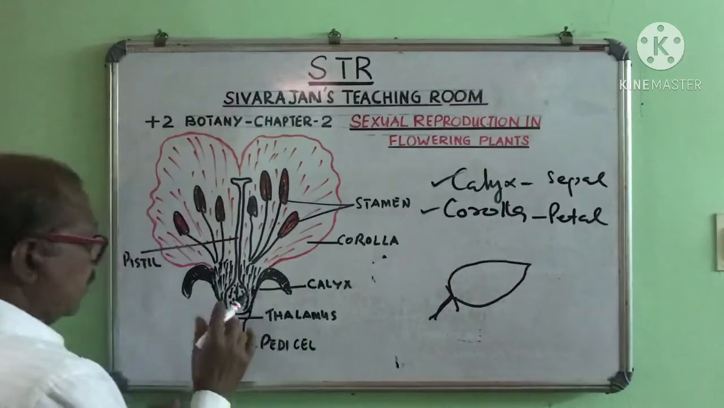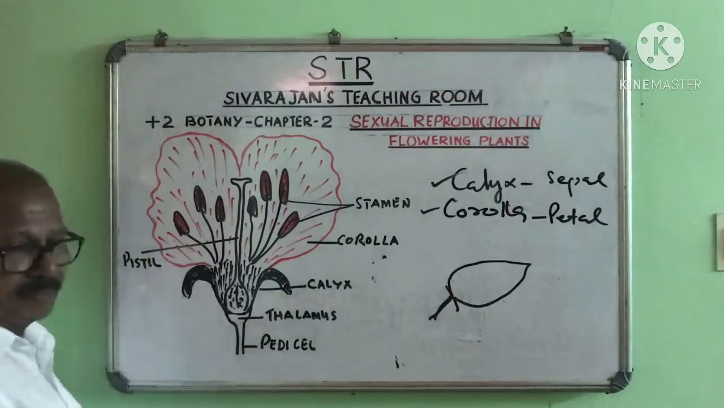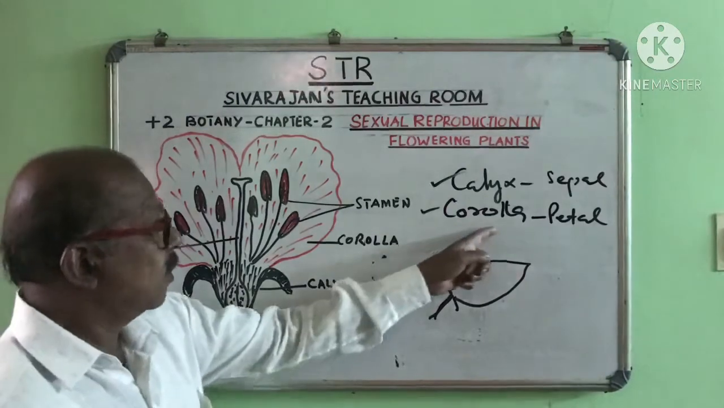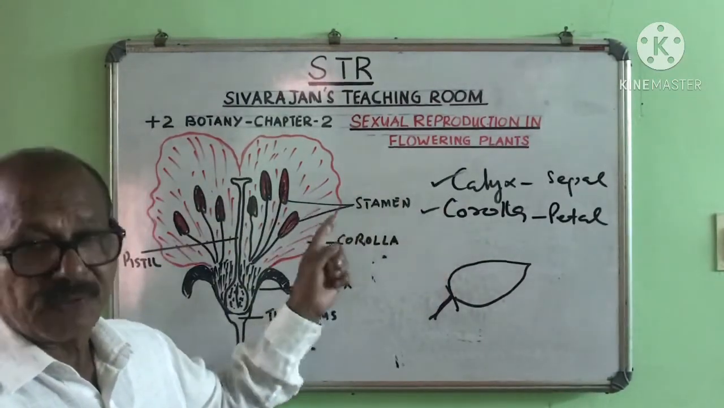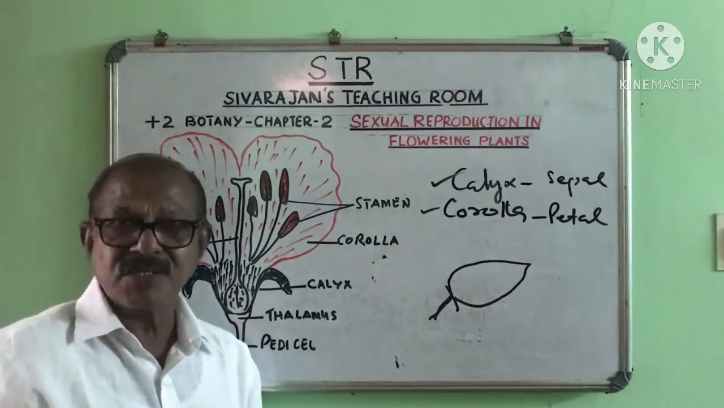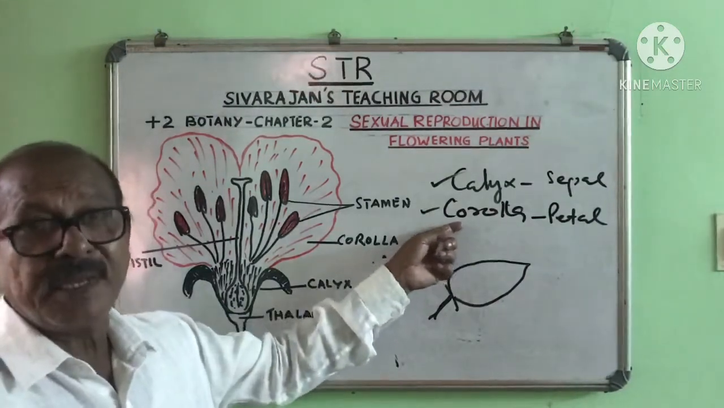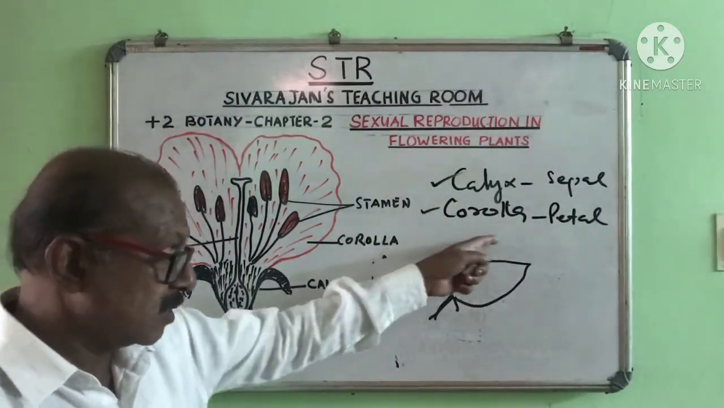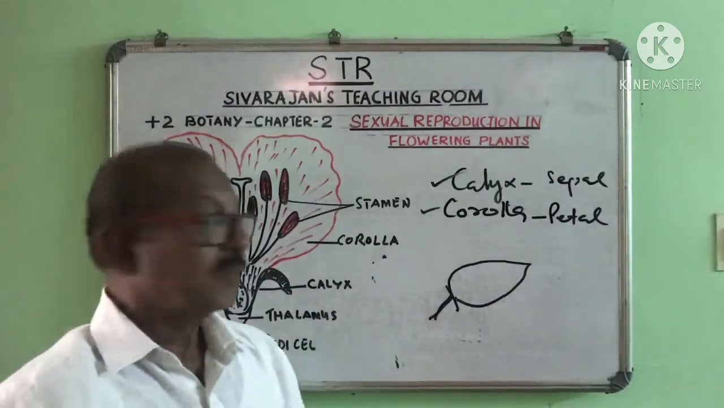So this is the total part. That is the calyx. And this is the sepal. So the corolla is the second part of the flower. It is beautifully colored. It is soft. It may have fragrance. It may have nectar. And it has many units. And each unit is called a petal. So this is a petal. Okay.